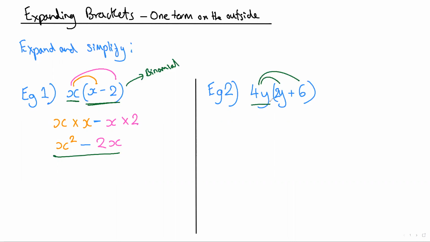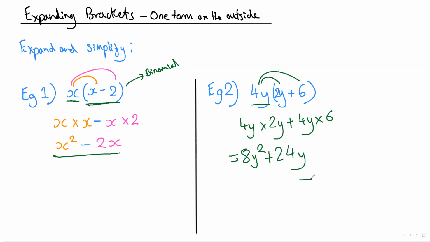So what do we get? We get 4y times 2y, that's our first term, and then 4y times 6, which is our second term, and that equals 8. This first bit equals 8, and then we have 2 y's, so that gives us y squared. And then the second bit, we only have 1 y, and then we have 6 times 4, which is 24y, like so. So that would be our answer.